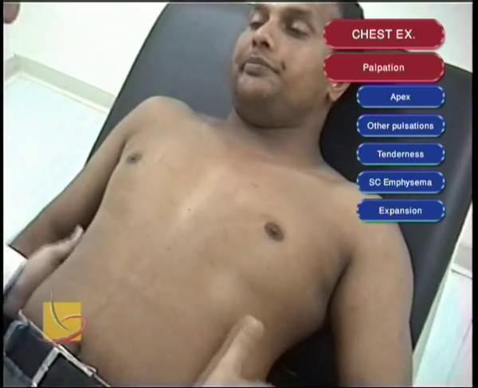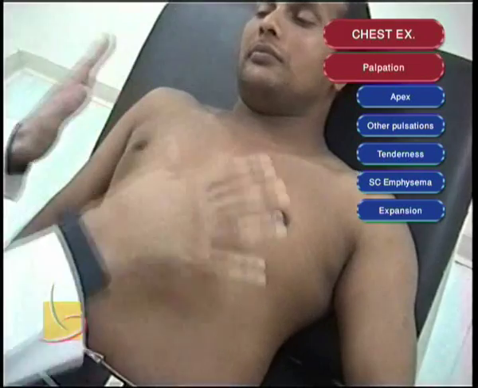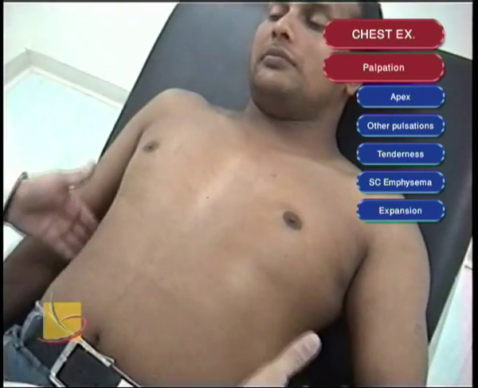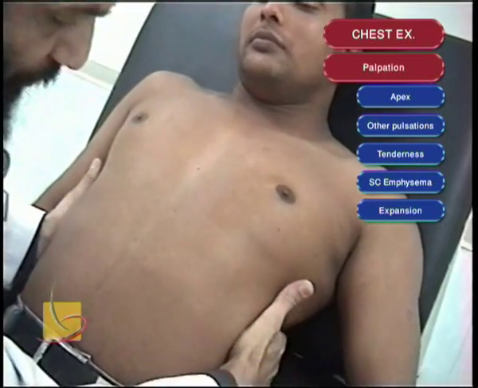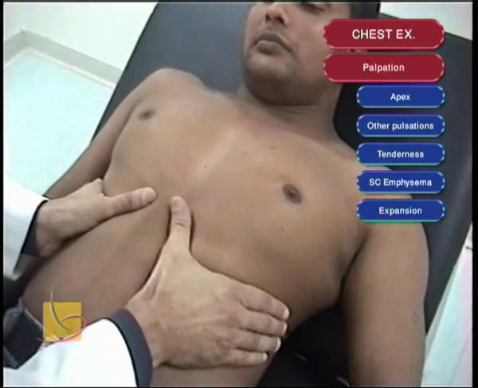And then repeat the same in the lower zone. There are no lobes here, I'm talking about zones. Come from the back, apply tight pressure on the chest, squeeze the chest of the patient. Sometimes you may get even a skin fold here.